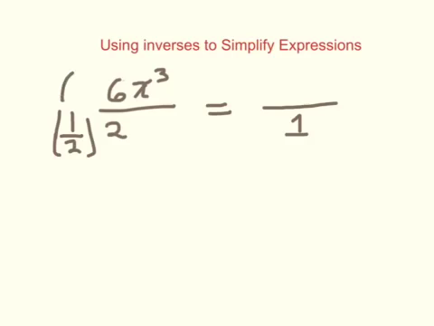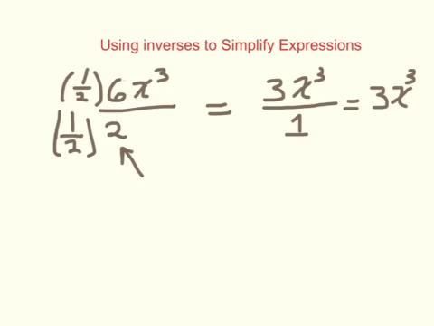And you do the same thing in the numerator. You multiply times 1/2. When you do that, 1/2 times 6 gives you 3. And 1/2 times 2 gives you 1. And then what's left is the x cubed. So the answer would be 3x cubed over 1, which people often write just as 3x cubed. So we've simplified an expression by using the reciprocal or the inverse of a number to turn the denominator of the fraction into a 1.